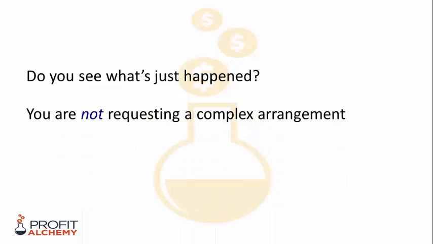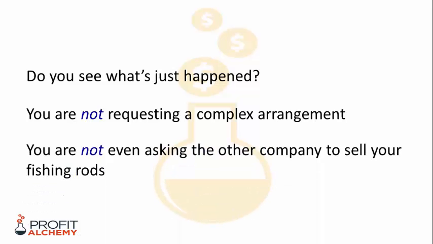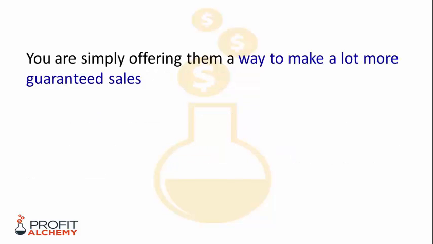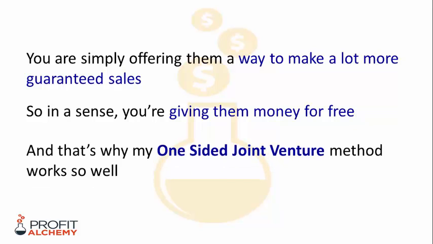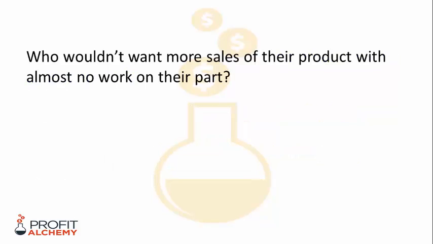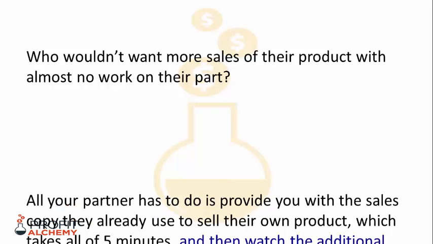Do you see what's just happened? You're not requesting a complex arrangement. You're not even asking the other company to sell your fishing rods. What you're really doing is simply offering them a way to make a lot more guaranteed sales. So in a sense, you're giving them money for free, but you're also getting 50% of the profits. And so you're getting that money for free as well. And that's why my one-sided joint venture method works so well. Because, think about your partner. Who wouldn't want more sales of their product with almost no work on their part?